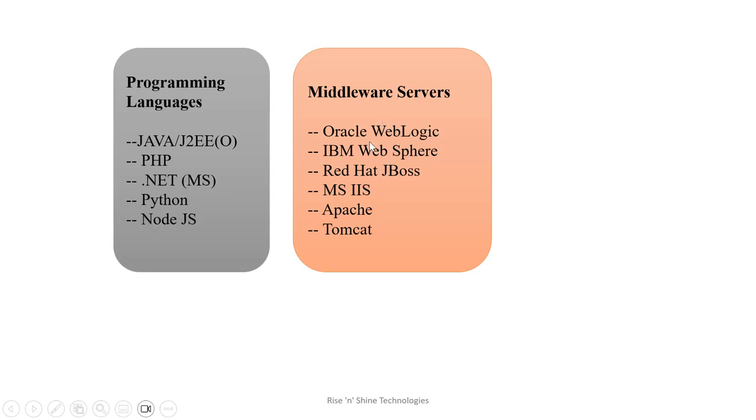How do we run Python on the web? You cannot take a Python application and deploy it on WebLogic. So these are all programming dependencies. The programming language decision means they need to choose the server for it.